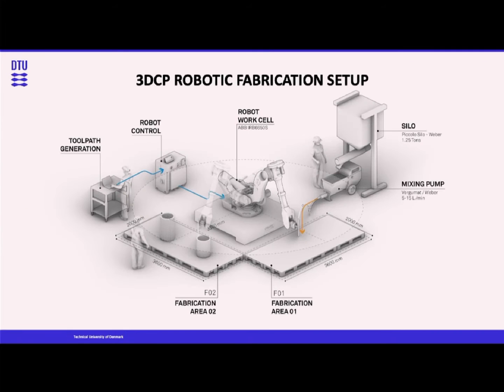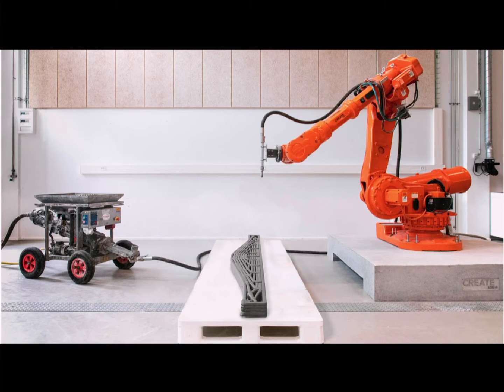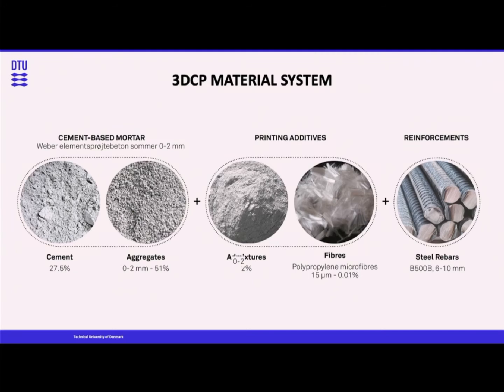So the first thing I've worked on is understanding the material and the fabrication process. So I've worked on developing a fabrication setup, or better, putting different pieces together. And I've been working with an industrial robot very similar to the one we have here, and a feeding pump. And the material we've been using in our research is a mortar more than a cement, which is characterized by small aggregates. And at the same time, we used fibers to avoid cracking, and we also integrated the conventional rebars in the process.